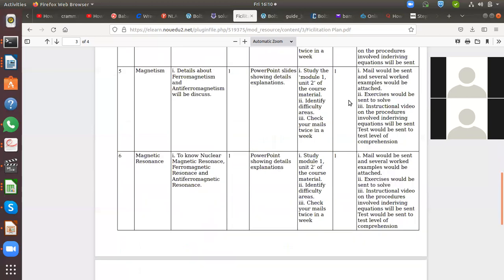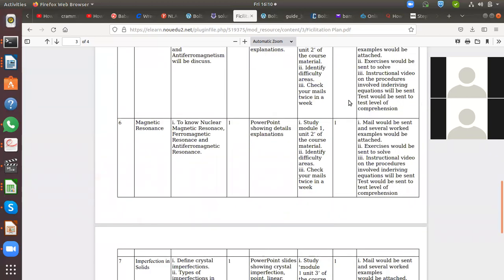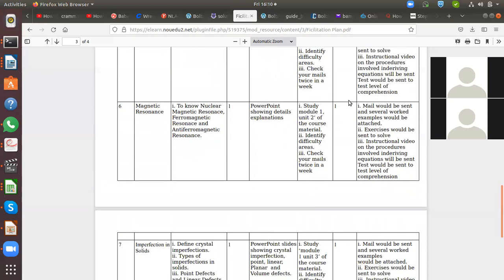While in the sixth week, we shall be looking at magnetic resonance. Here we are going to be talking about some of the techniques used in detecting magnetic properties of materials. One of them is magnetic resonance. We also have ferromagnetic resonance and antiferromagnetic resonance. All these things, we shall look into in detail and try to understand how we can use them to determine magnetic properties of materials.